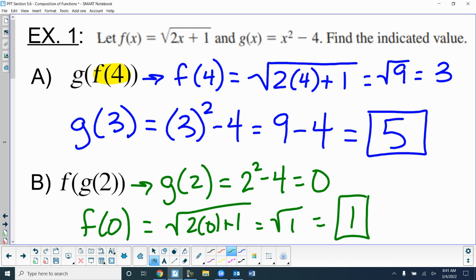Okay. So we're not always going to do like the first one. We did f first because that was here. All right. So do the one in the parentheses first.